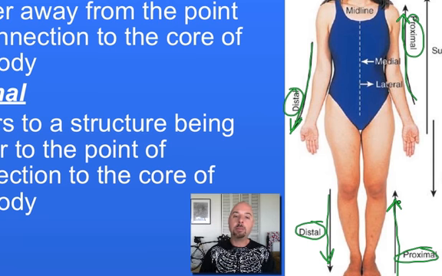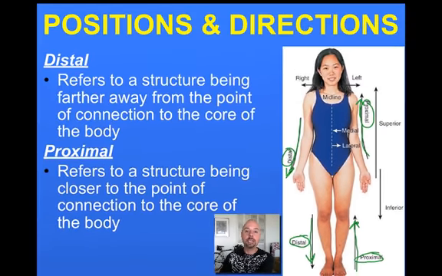So if we're talking about structures on the appendicular portion of our body, we could say something, for instance, like my elbow is proximal to my hand, which means that my elbow is closer to the connection point of my arm than my hand is. Conversely, my hand is distal to my elbow, meaning that the hand is farther away from the connection point than my elbow is. We could say the same thing with our legs.